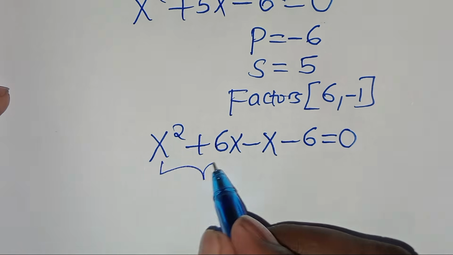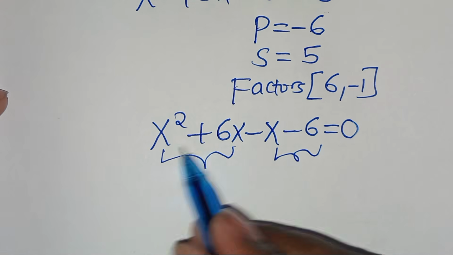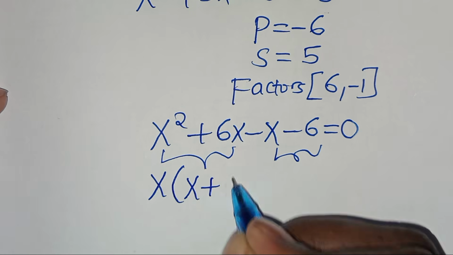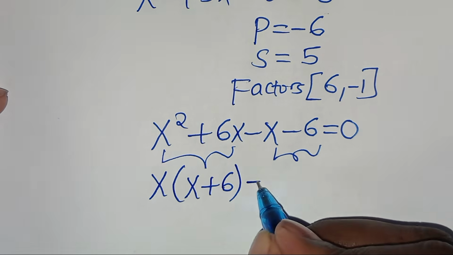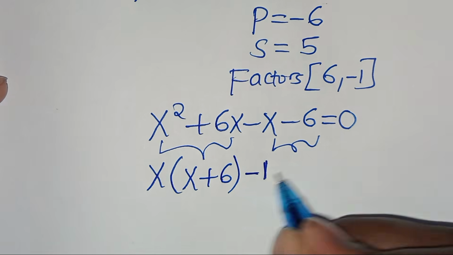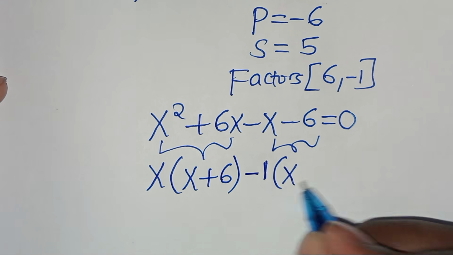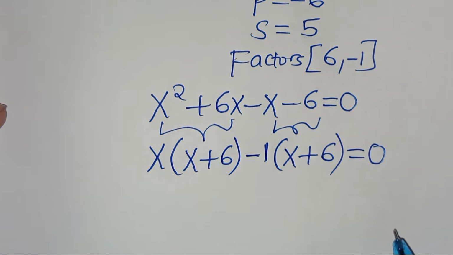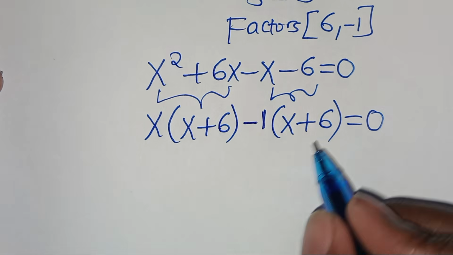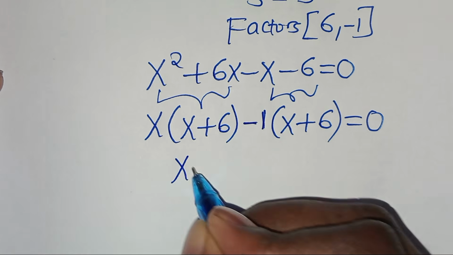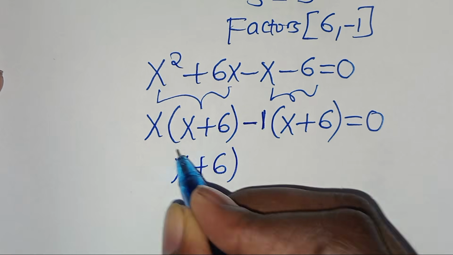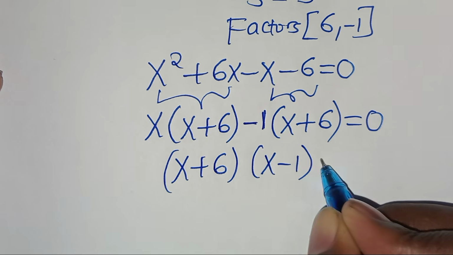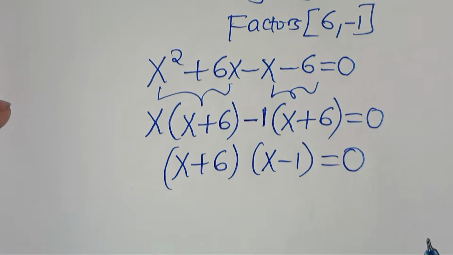So we have got two parts here. From the first part, x is common. We factor out x so that we have x plus 6. Then from the second part, negative 1 is common, so we factor out negative 1 so that we have x plus 6. This is equal to 0. x plus 6 is common here, so we have x plus 6 times x minus 1, equal to 0.